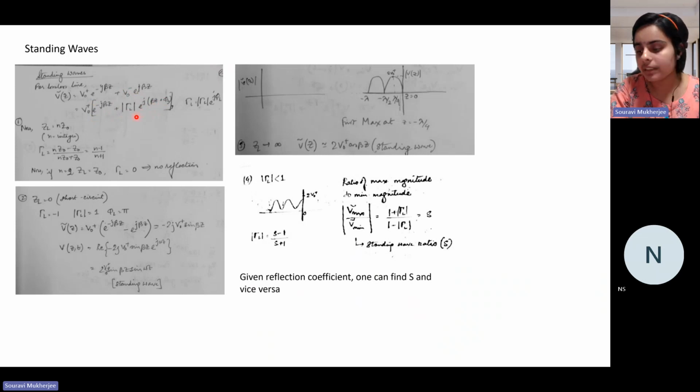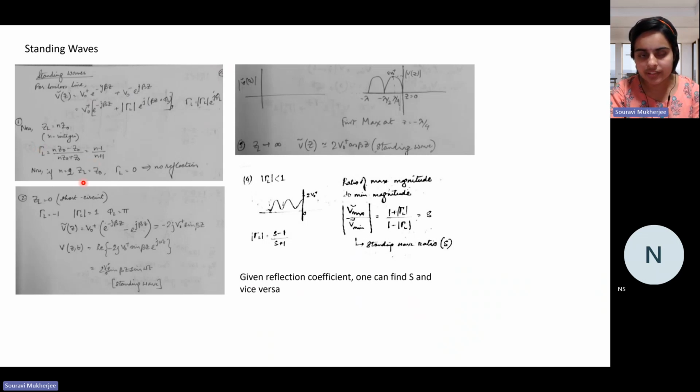Now, the reflection coefficient can be complex, so you can write it as some modulus times e to the power j phi, where phi is the argument. Now if you use that, there can be several cases. One case is when ZL is equal to some n times Z naught. Then you can see this is how the reflection coefficient looks.